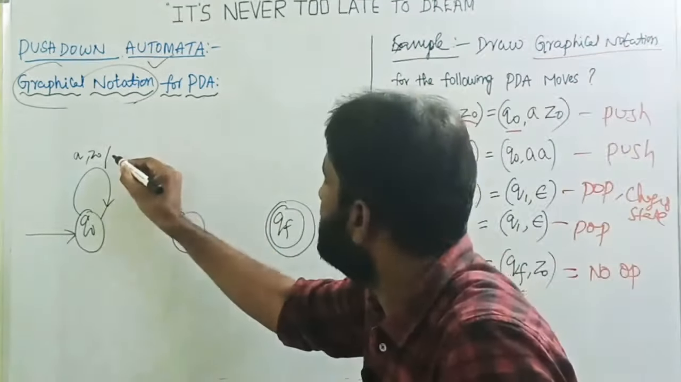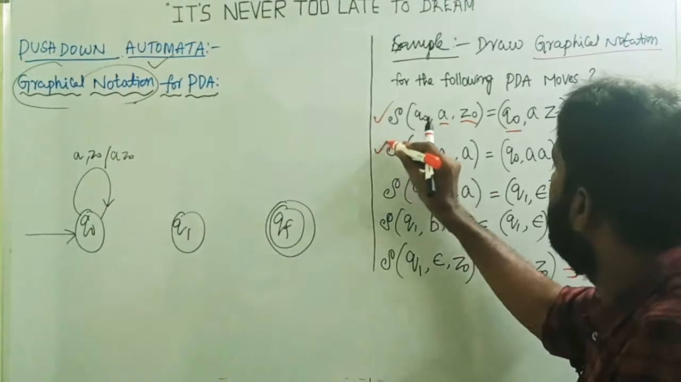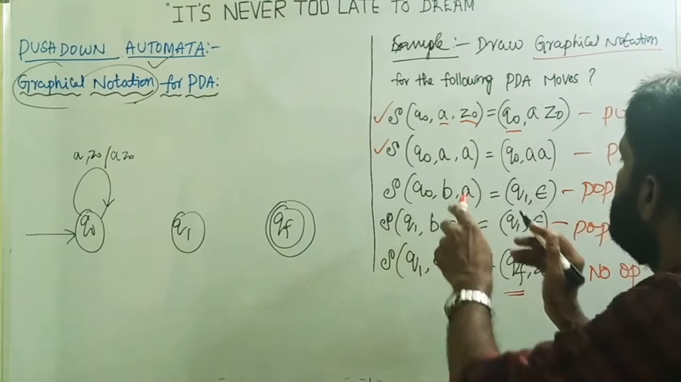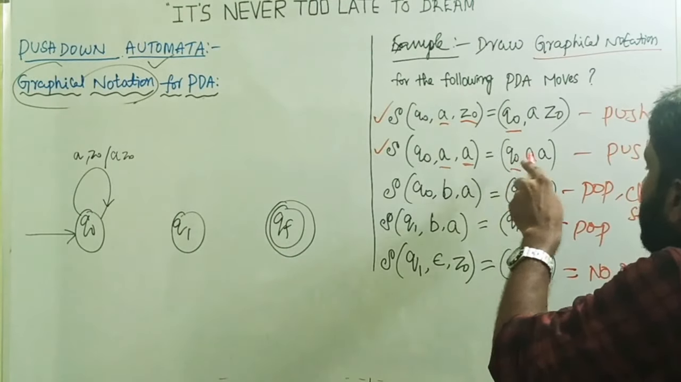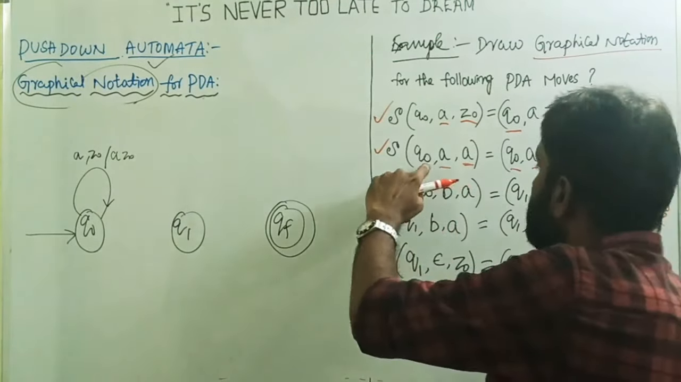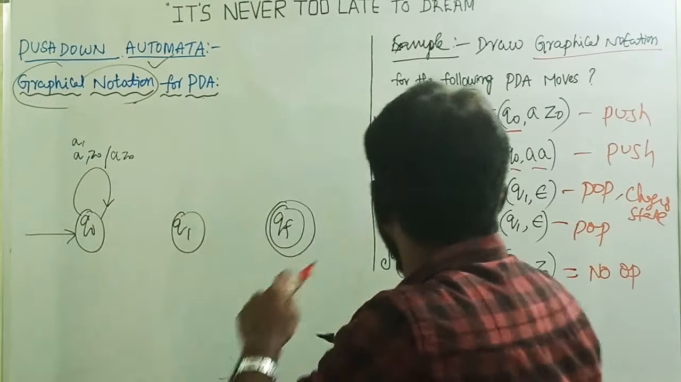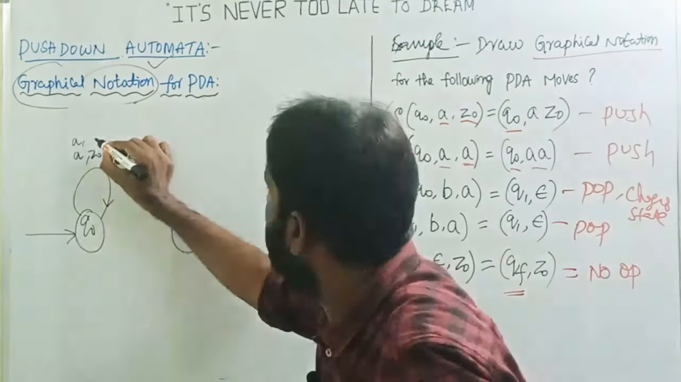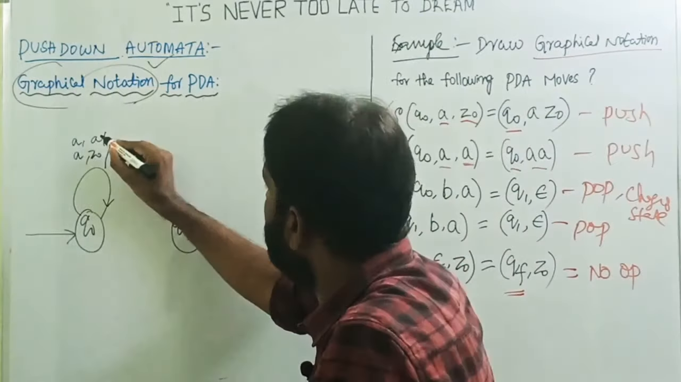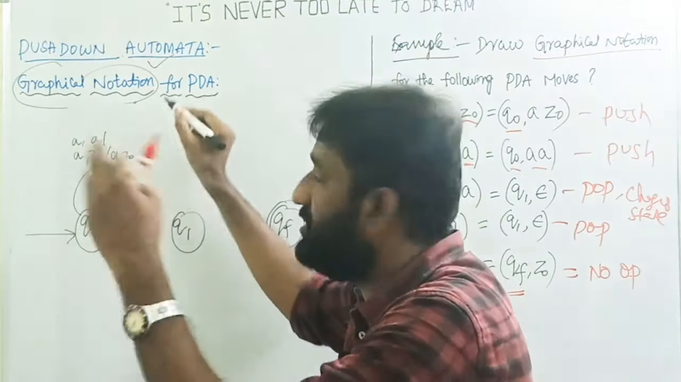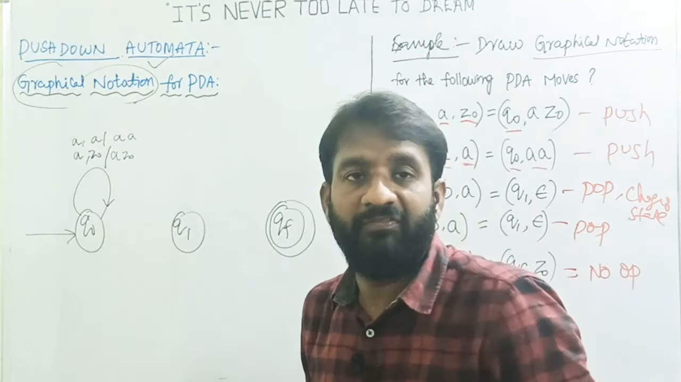How can we represent this? It is A Z0. Then take the next transition. State is Q0, input symbol is A, top of the stack is A, remains in the same state Q0 by adding an element onto the stack. So we write Q0 with input symbol A, top of the stack A, and we are adding element A onto the stack. Now the stack top is A and the input symbol A is added, so it is A A. This is how we can draw the transitions in the graphical notation.